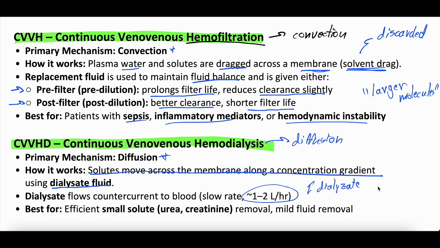So if you let the dialysate get totally saturated with solutes, that concentration gradient goes away. So if the dialysate is flowing faster, there's going to be better preservation of the concentration gradient because that dialysate will not have time to get a bunch of the solutes in it because it'll just keep flowing by quickly. This is best for small solute clearance, urea, creatinine, and mild fluid removal, so it can't remove as much fluid. So CVVHD is better for small molecules. CVVH is better for larger molecules.